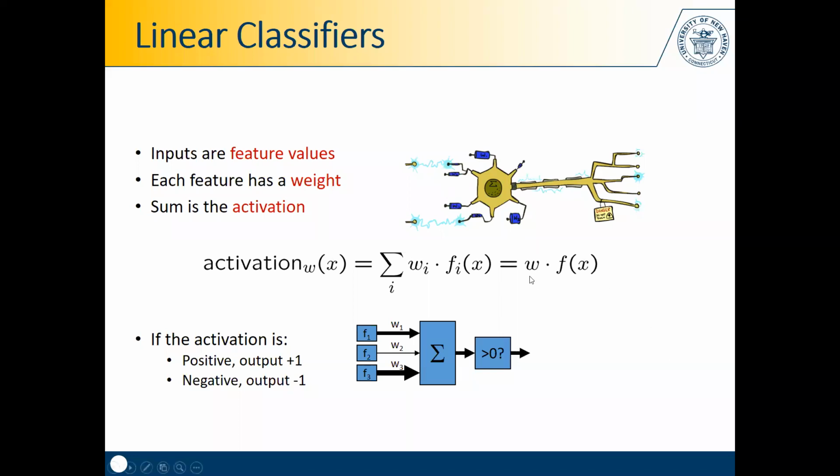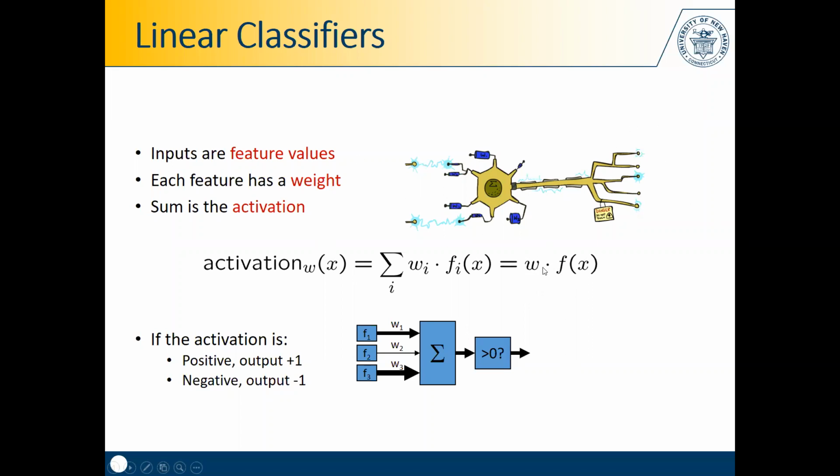The correct answer is the weight vector. So typically, in a machine learning problem, we already have the samples and the representation of those samples. That's f of x. And what we want are weights that allow us to make correct decisions. These weights are not known beforehand. This is the parameter that we will be learning. This is why Perceptron is a machine learning model.